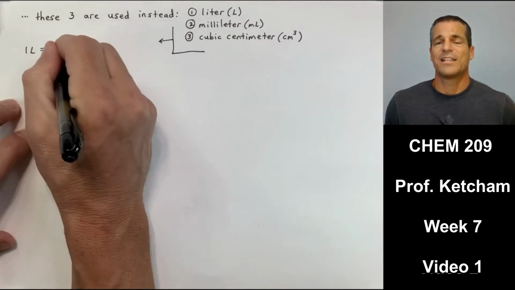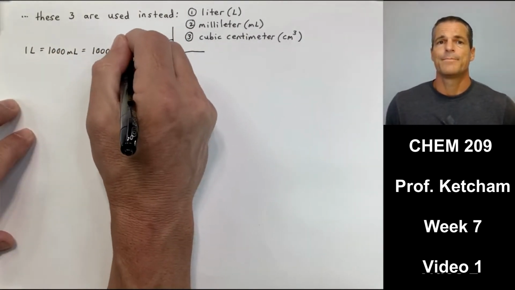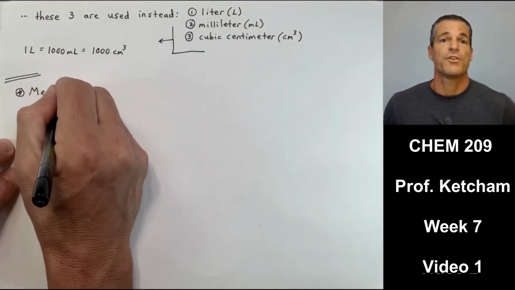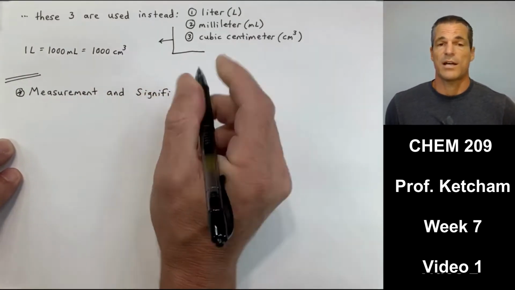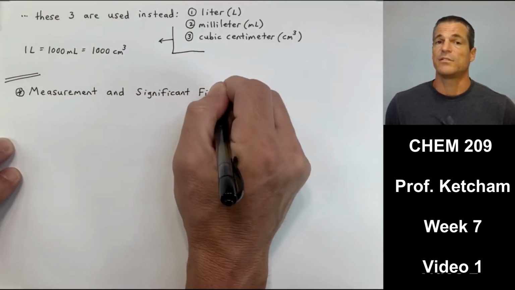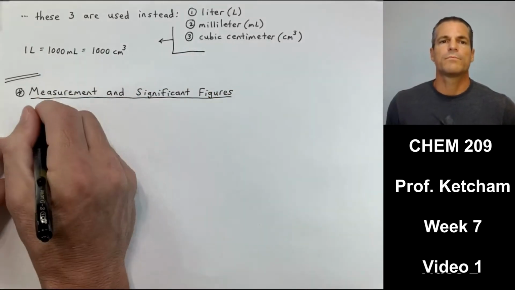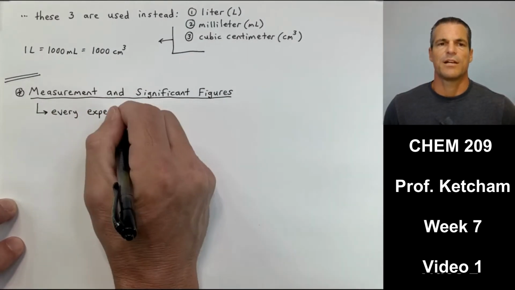So number 1 is the liter, capital L. We also use the milliliter, mL, and the cubic centimeter, which is centimeters cubed. The conversion factors for those three are 1 liter is equal to 1,000 milliliters is equal to 1,000 centimeters cubed. All right, and we'll use more of that later on, and a lot of your homework problems will address some of that stuff.